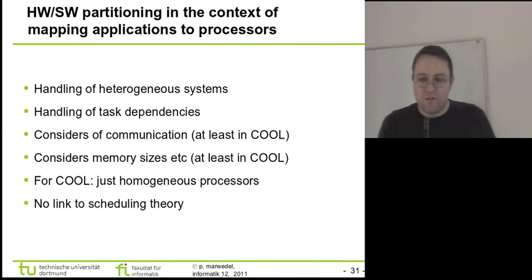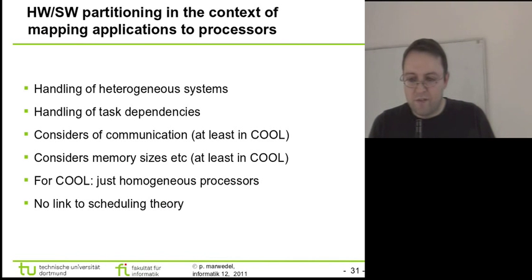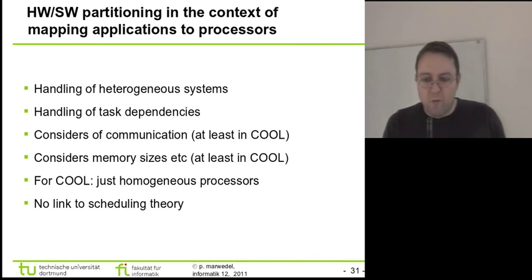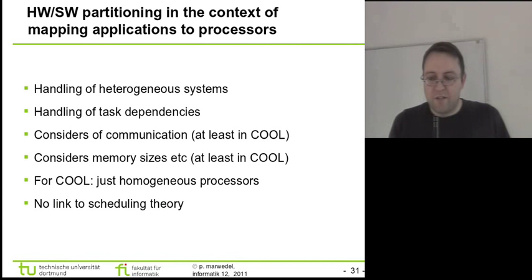So if we consider hardware-software partitioning in the context of mapping applications to processors, which is what this current chapter is all about, we can actually handle heterogeneous systems consisting of processors and specialized hardware components. We can handle task dependencies, because we can consider the order of tasks here. We can consider communication and memory sizes, at least in the COOL system. COOL actually supports homogeneous processors only, but heterogeneous hardware units. But we have no link to scheduling theory so far.